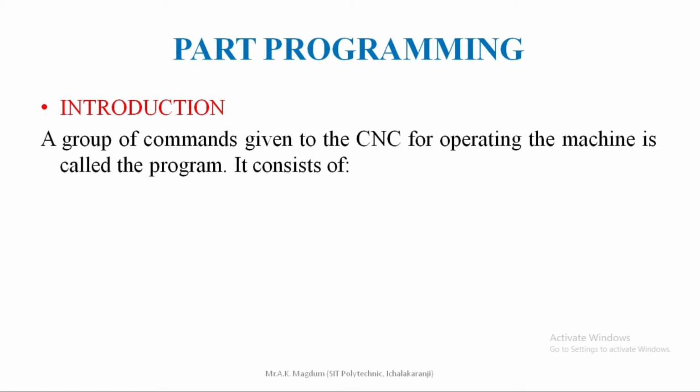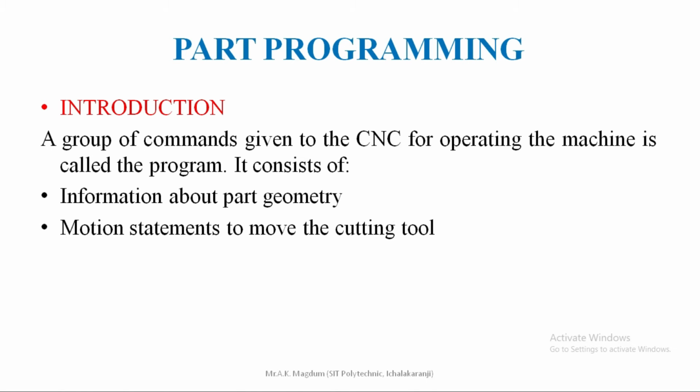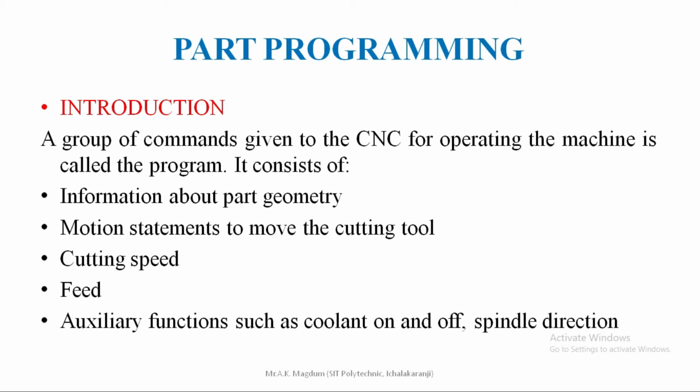So first of all, what is the meaning of part programming? Here is the introduction of part programming: a group of commands given to the CNC for operating the machine is called the program. It consists of information about part geometry, then the motion statements to move the cutting tool, then what cutting speed is required to carry out the operation and what feed is required to complete that operation. And last are the auxiliary functions such as coolant on and off, and spindle direction. That type of instructions given in the form of a program is nothing but part programming.